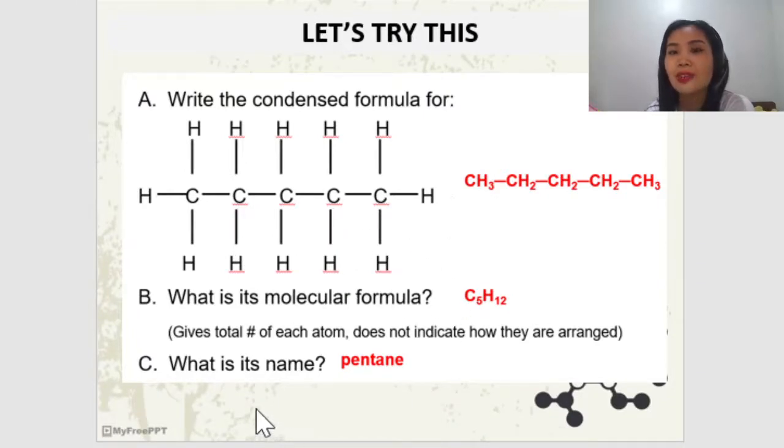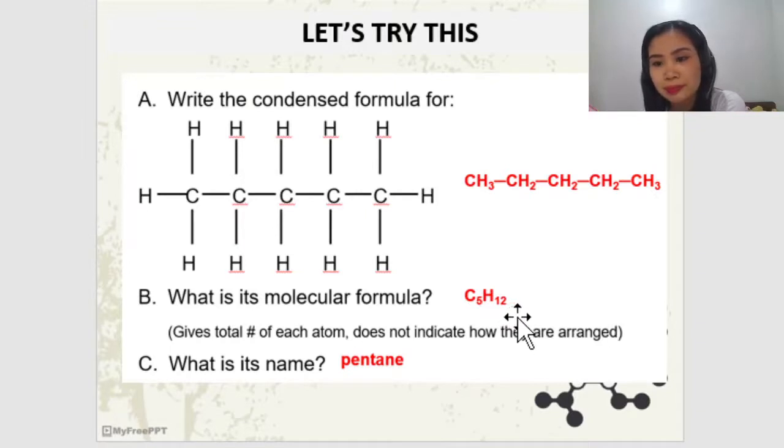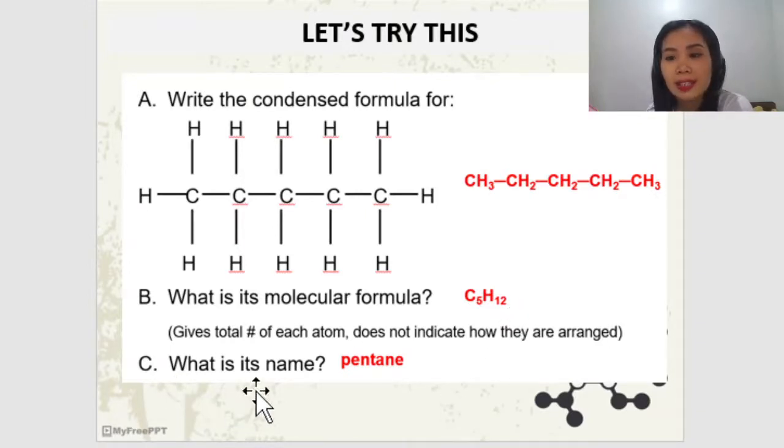So, what do you think is the molecular formula? Okay, we have C5, 5 atoms of carbon and 12 atoms of hydrogen. And what is its name? It has 5 carbons, so that is pentane. Very good.